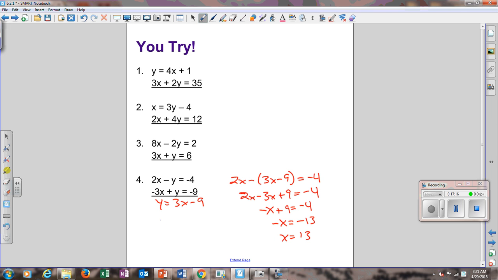Plug that in over here. We get y equals 3 times 13 minus 9. 3 times 13 is 39 minus 9. So y equals 30. Your answer would be 13, 30.